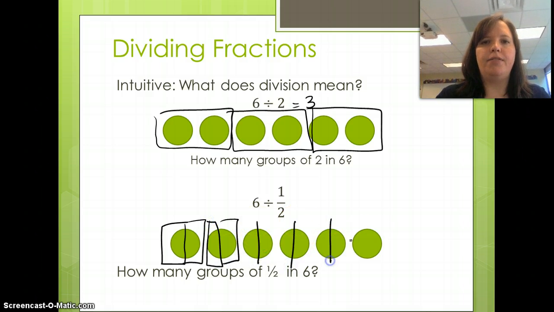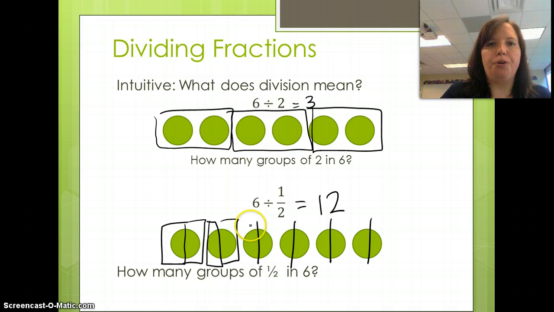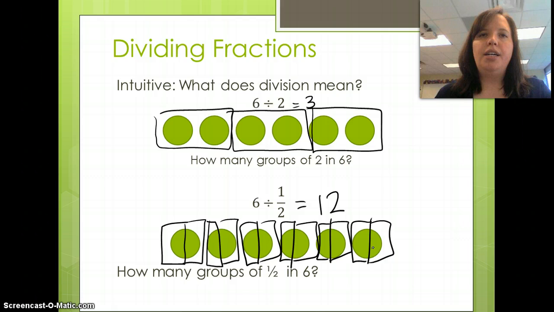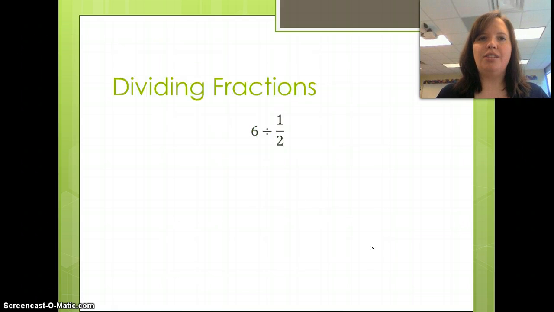A half, a half, a half, a half. Well, my total ends up being 12. 12 groups, if I boxed in each of these as its own group. A half makes up each group. So how many different groups do I have? I have 12. So when you're thinking of the division, you're going to think, okay, how would I get 12 off of this?